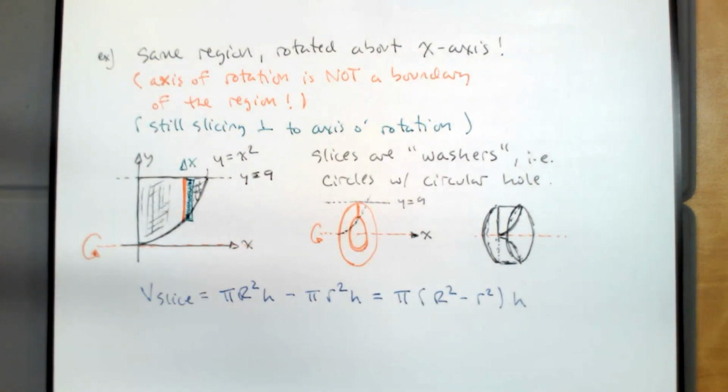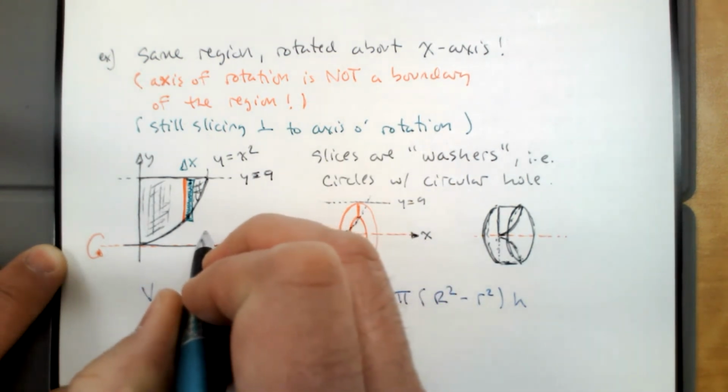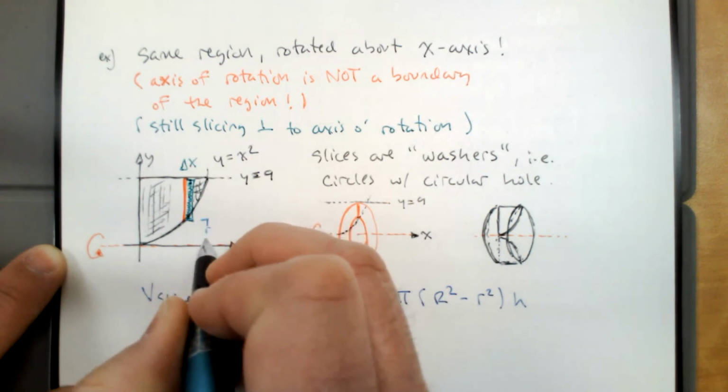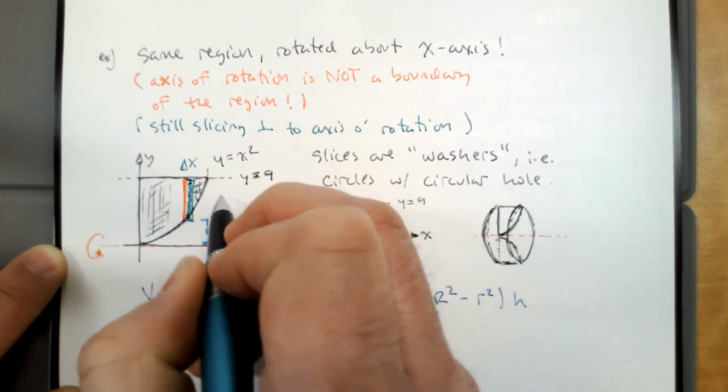Since I'm slicing perpendicular to the axis of rotation, and the axis of rotation is the x-axis, a horizontal line, delta x is our delta variable. Now I need to identify what my little radius is and what my big radius is. If we're going to call something a radius, it has to be measured from the axis of rotation to the slice. So if I start with the axis of rotation and go to the near end of the slice, that's my little r, and the axis of rotation to the far end of the slice is the big R.